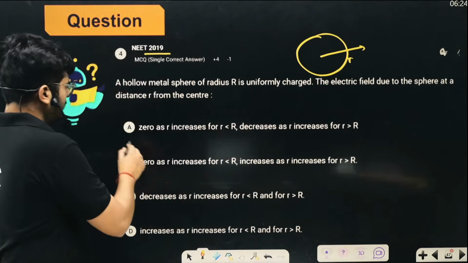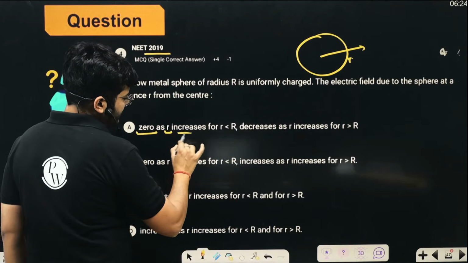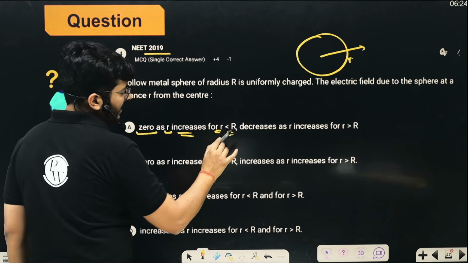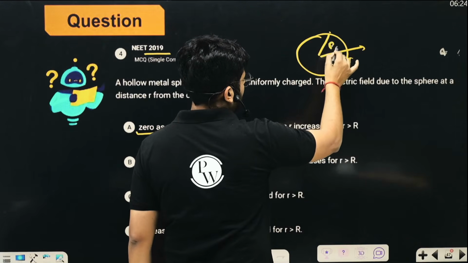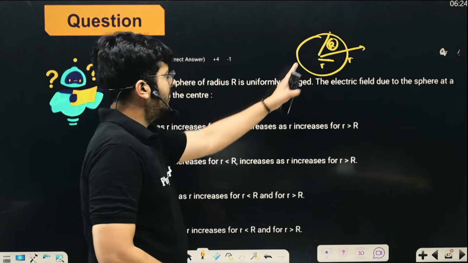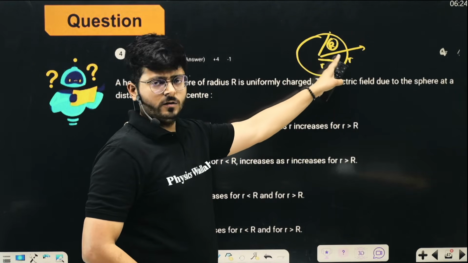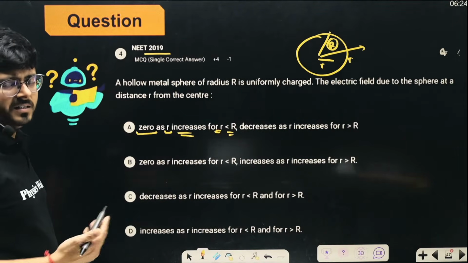Okay, so the first option is saying that the electric field is 0 as r increases for any value of r less than R. That is, the radius of this thing is capital R. If r is smaller than the capital R, the radius of the sphere, we can say that the value of electric field is 0 in this region. It's a spherical shell. A hollow metal means a spherical shell.